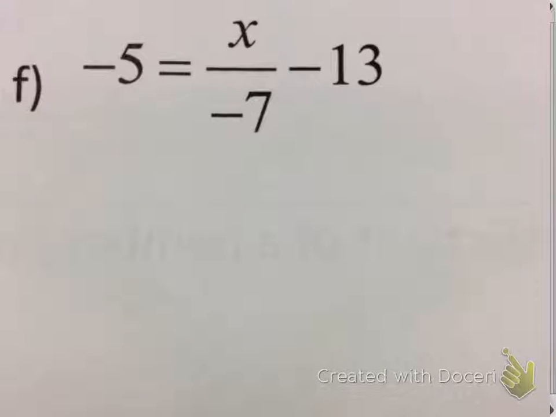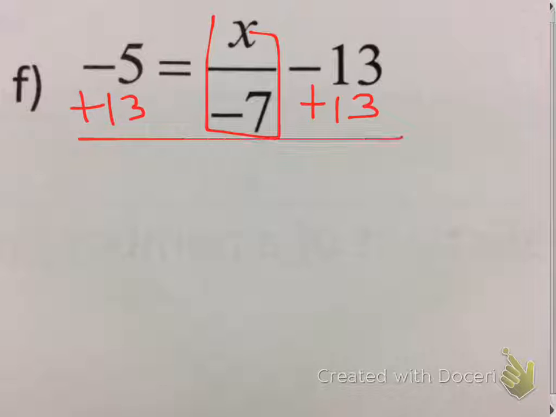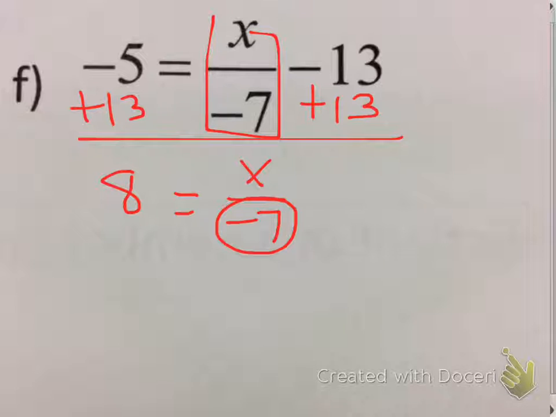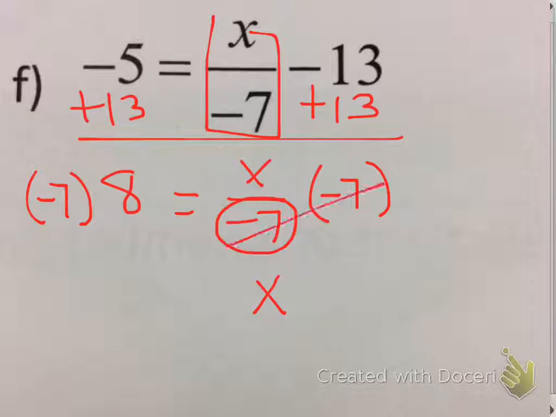Here's another problem that looks very similar to that. I need to isolate this x over negative 7, so I'm going to add the 13 over to the other side. And I get x over negative 7 equals a positive 8 because of the negative 5 plus 13. Over here again I'm dividing by a negative 7, so in order to get rid of divide by negative 7, I'm going to multiply by negative 7. So over here it cancels to 1, and on this side I get negative 56.